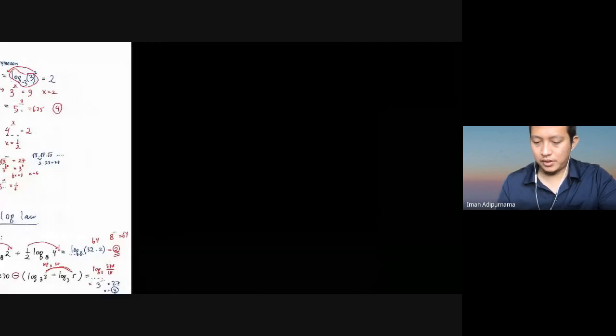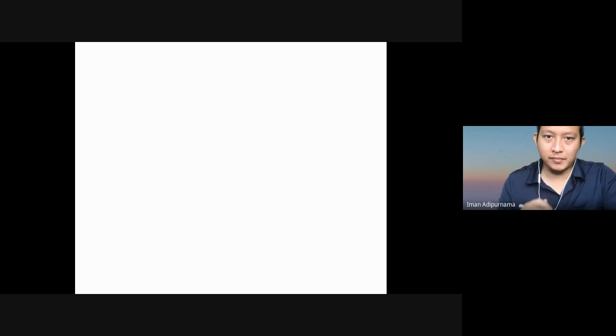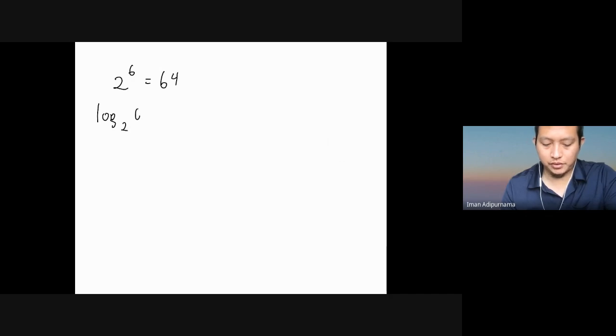Okay, let me continue. If I have 2 with power of 6 equal to 64, we can rewrite this in terms of log with base 2 of 64 is equal to 6.